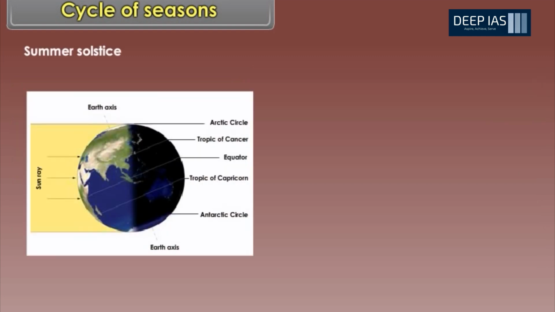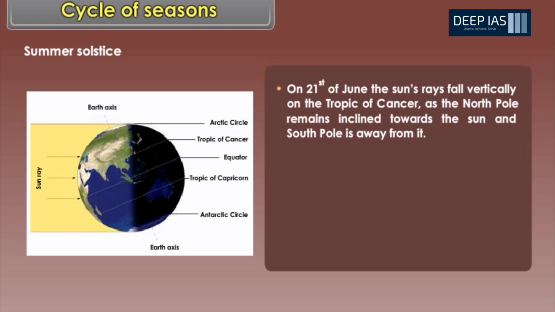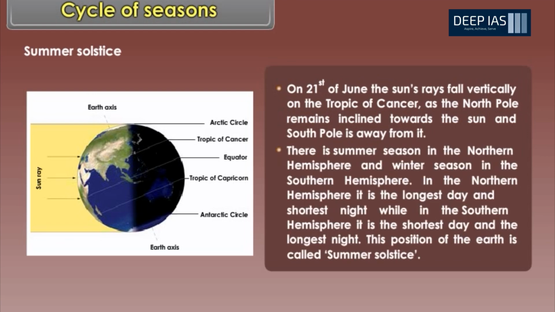Summer solstice. On 21st of June, the sun's rays fall vertically on the Tropic of Cancer as the North Pole remains inclined towards the sun and South Pole is away from it. There is summer season in the Northern Hemisphere and winter season in the Southern Hemisphere. In the Northern Hemisphere, it is the longest day and shortest night, while in the Southern Hemisphere, it is the shortest day and the longest night.